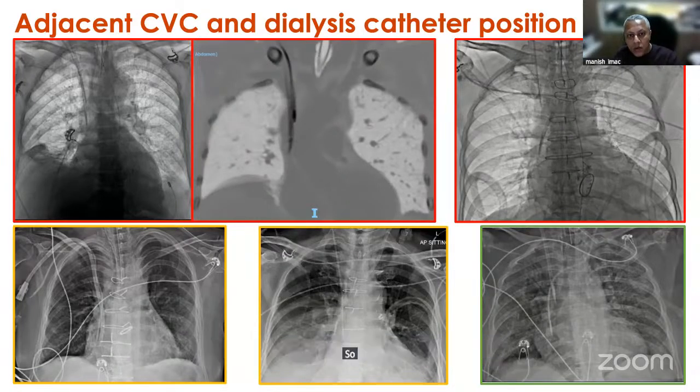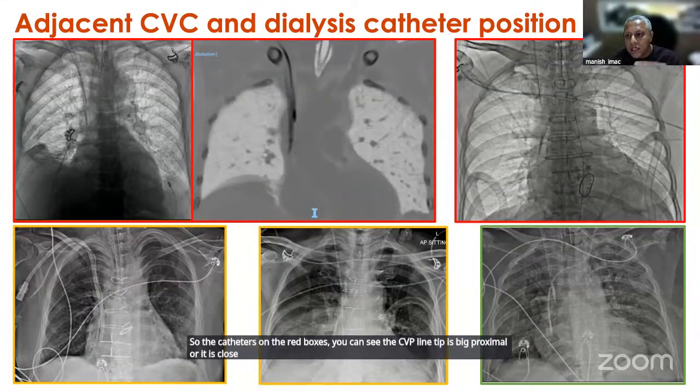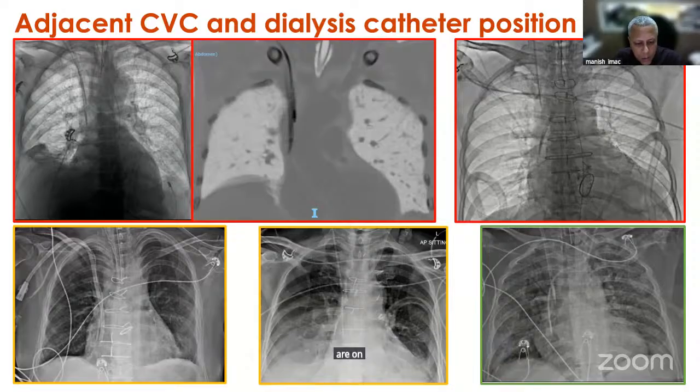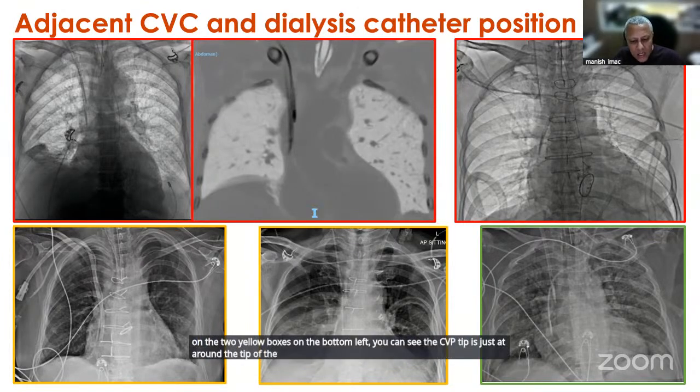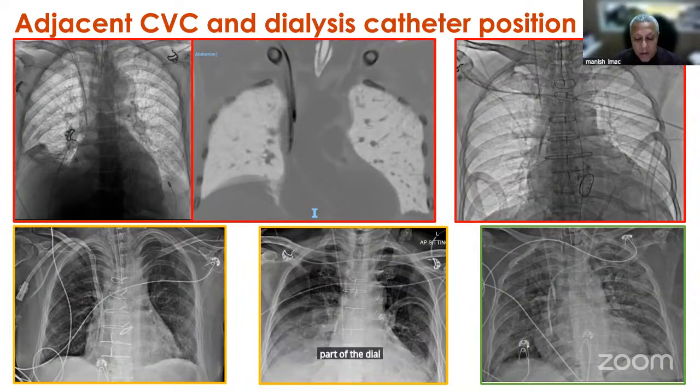So in the catheters in the red boxes, you can see the CVP line tip is a bit proximal, or close to the access port of the dialysis catheter. In the two yellow boxes on the bottom left, you can see the CVP tip is just at around the tip of the dialysis catheter or just below it, which is okay, because whatever you return in the CVP would go downstream. The blood returning from the dialysis catheter under force will also flow downstream, and then maybe it will flow the drug away from the access port of the dialysis catheter, and may be reasonably okay.